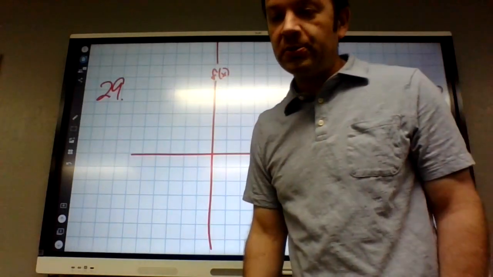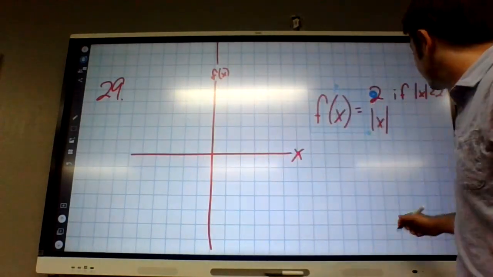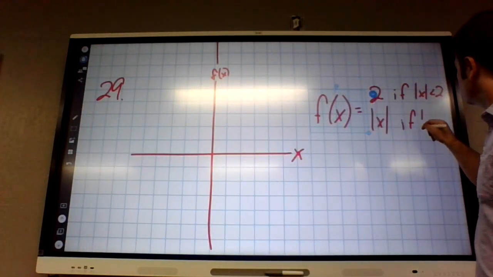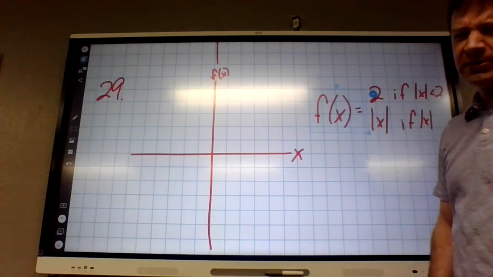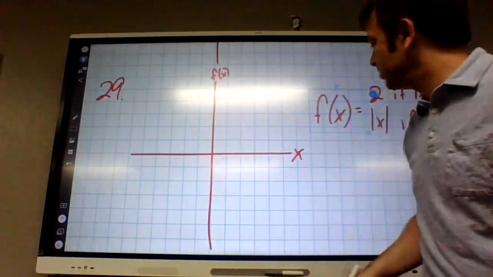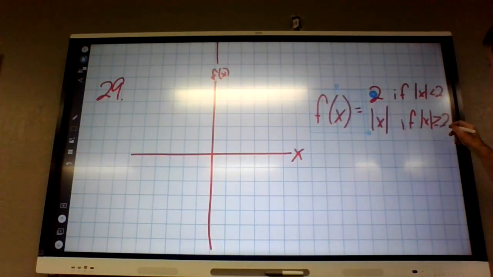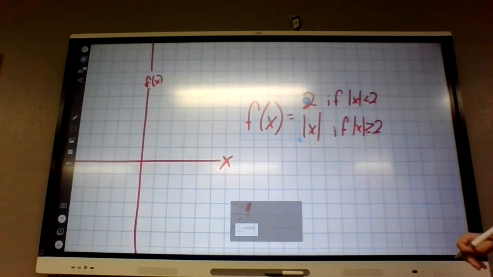Very little chance we'll get a clear understanding. I'm just copying the problem down right now. Okay.